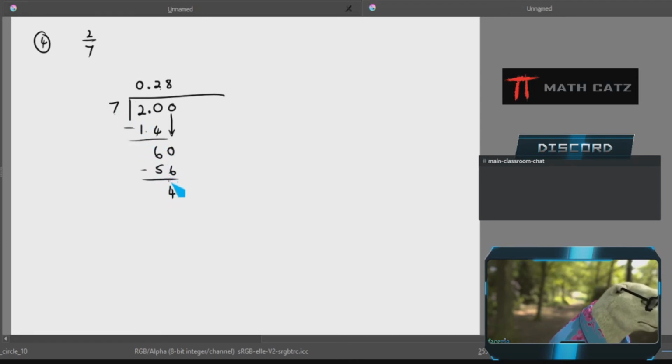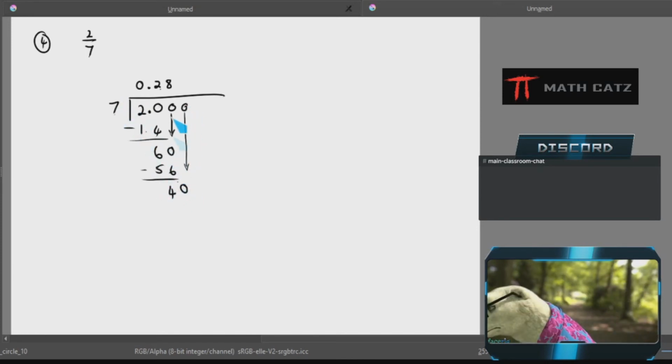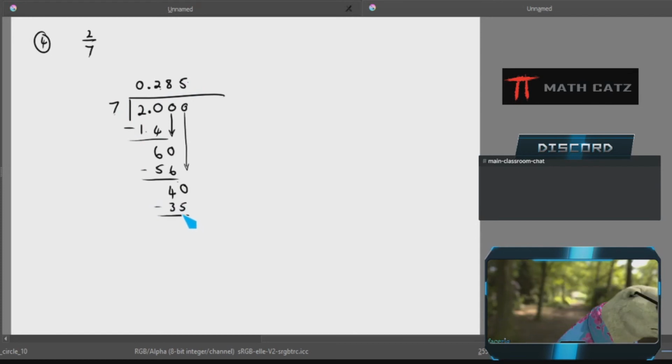7 goes into 4 0 times, bring down a 0 to make it 40. 7 goes into 40 5 times, 5 times 7 is 35. Then I have 5 left, that hasn't happened yet. Bring down another 0. These arrows help me keep everything in line. It's very useful. 7 goes into 50 7 times.